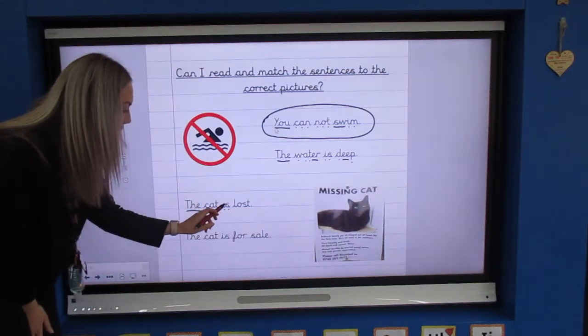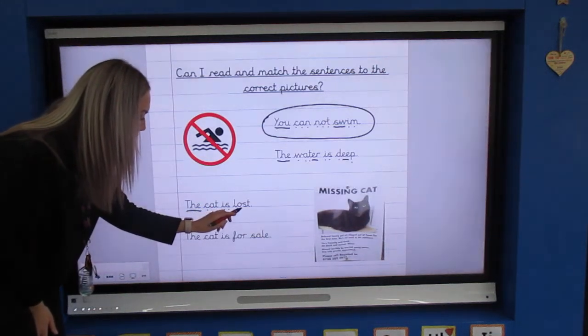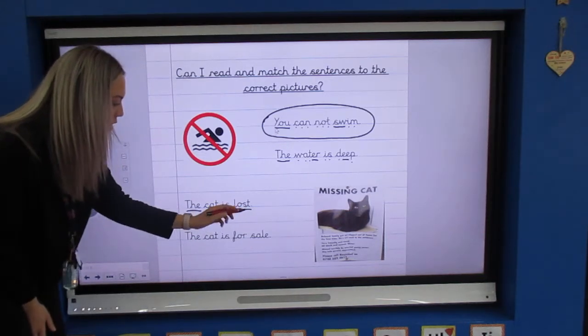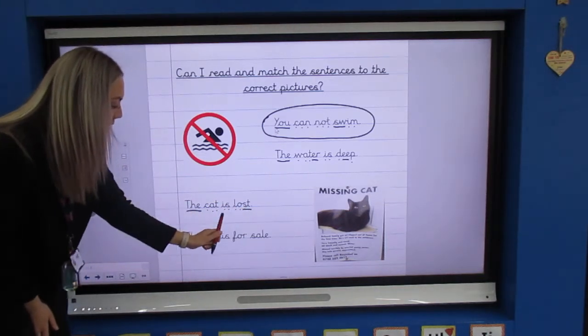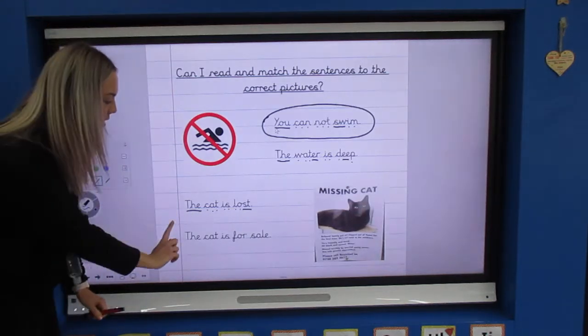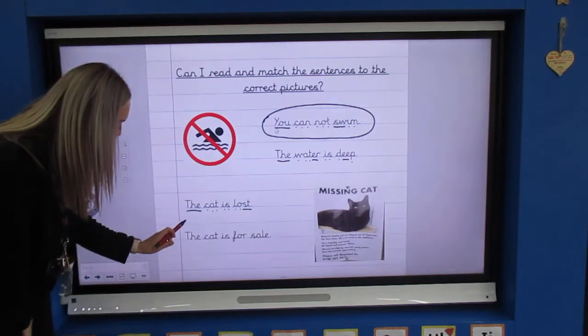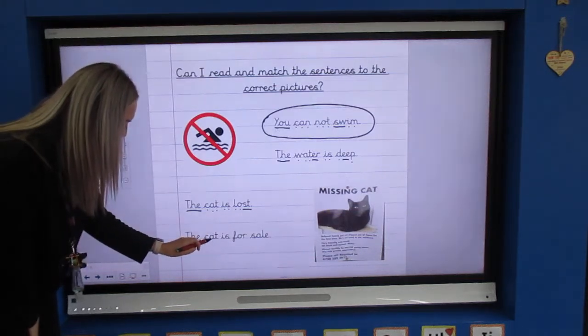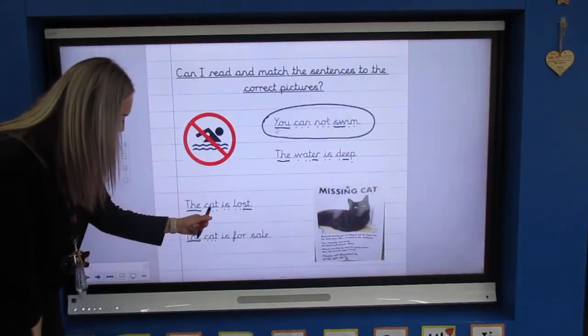The cat is lost. The cat is lost. Keep that one in your head. Let's read the second one. Now look, it's the same. So I know that this word says the and this word says cat because it's exactly the same.